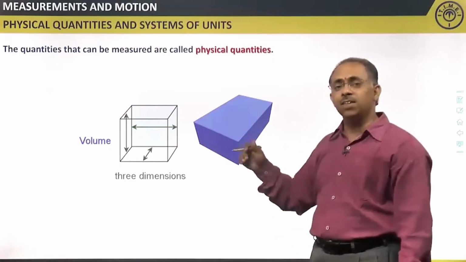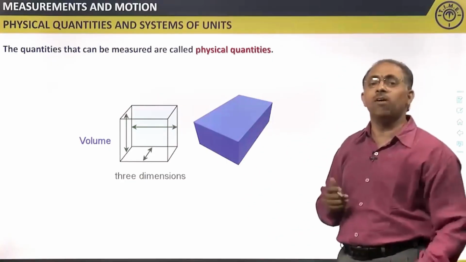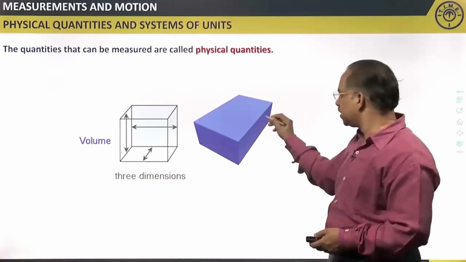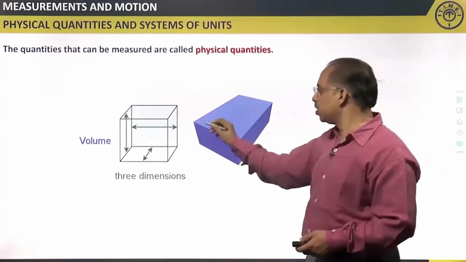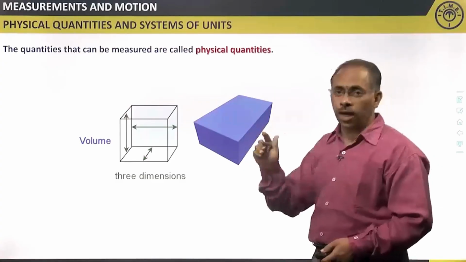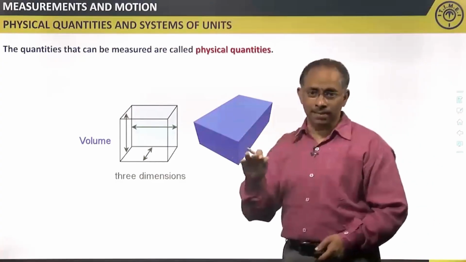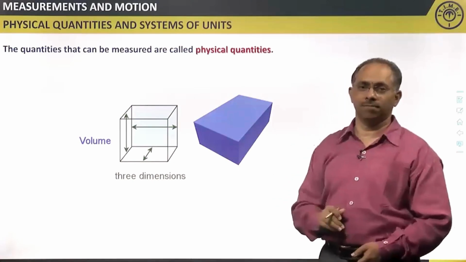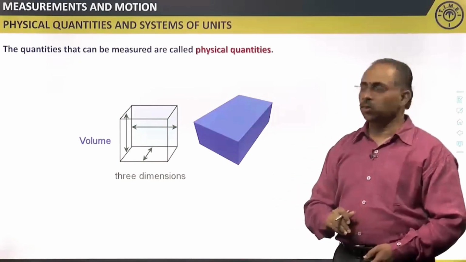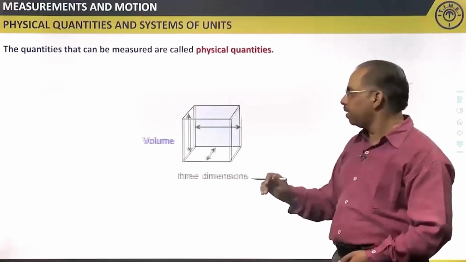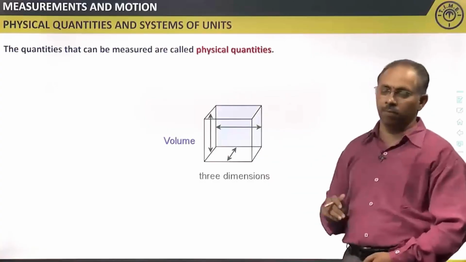If I wanted to measure the volume of this, what do I need to do? I need to measure the length in one direction, this way, breadth this way and height this way. That means I have measurements of length in 3 different directions. That's what I mean to say, 3 dimensions. Clear? So, this is one particular physical quantity. Fine. I now know how to measure the volume of a body.